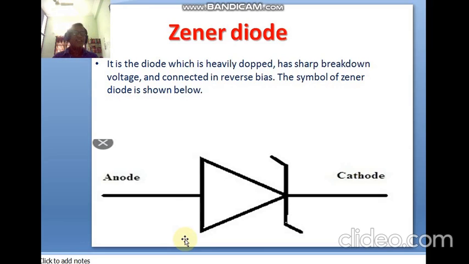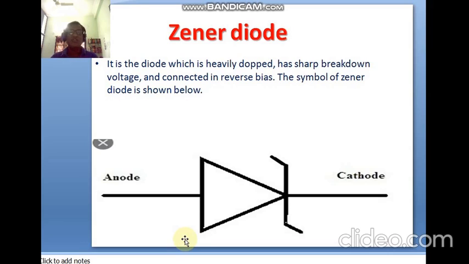Similar to the PN junction diode, the Zener diode also has two electrodes, anode and cathode. P-type semiconductor material acts as the anode, and N-type semiconductor material acts as the cathode, but the N-type semiconductor material or cathode is bent in the form of the English letter Z. Therefore, this is known as the Zener diode.